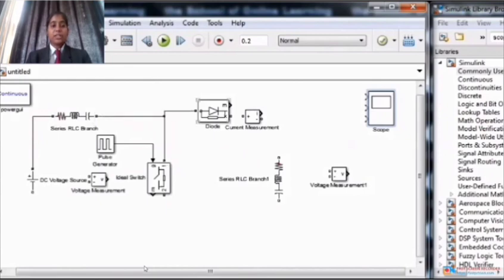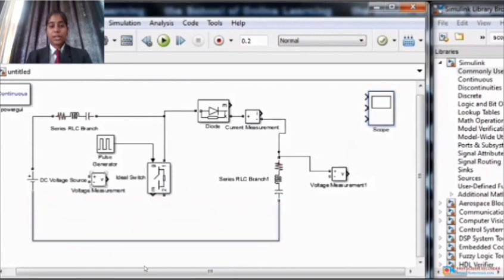Then we have connected the series RLC branch to the ideal switch. And also the ideal switch is connected to the diode. Then the diode is connected to the current measurement. Also, the voltage measurement is connected to the series RLC branch, and the DC voltage is connected to the series RLC branch. Then one more voltage measurement is connected to the DC voltage source. Then another component is connected to the negative terminal of the DC voltage source. Then after that, the ideal switch is connected to the line.